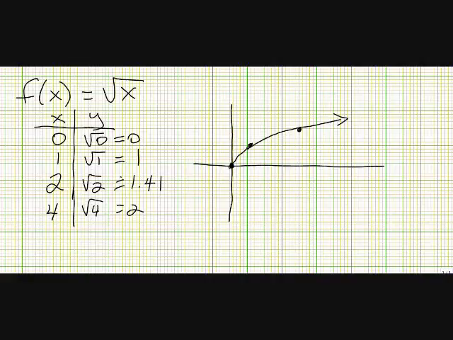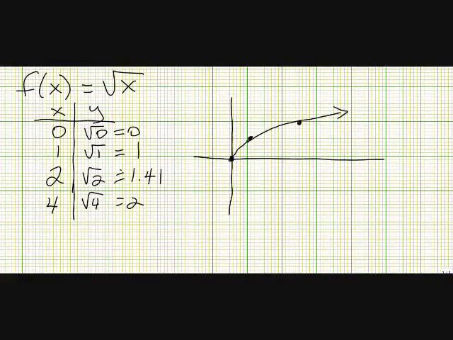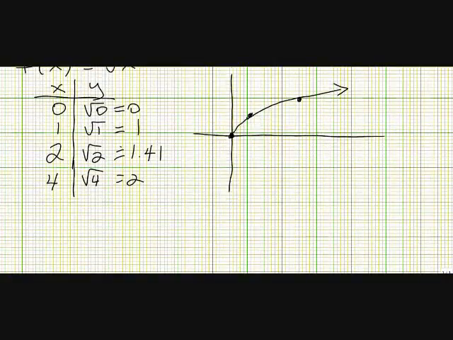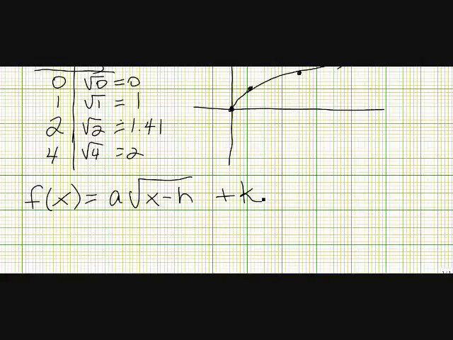So let's go to the general form for a square root function. Don't make it a straight line. It's got to have that curve like a parabola. The general equation for a square root function is a times the square root of x minus h, plus k.